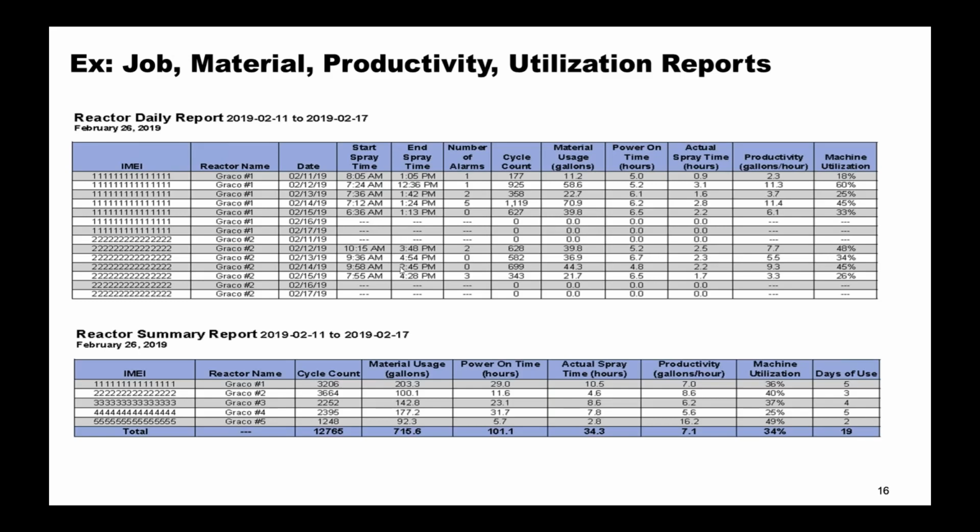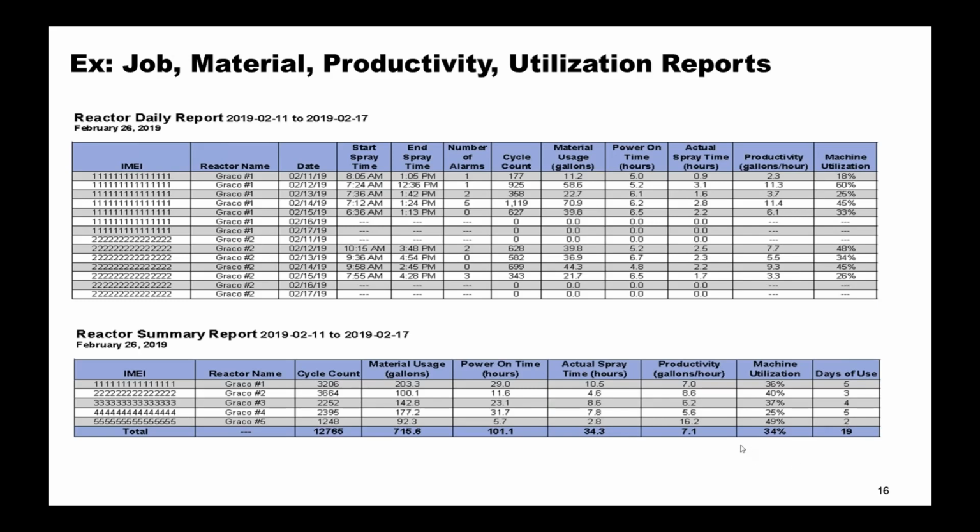So you can see it by day, or you can run it for the same time period and it'll summarize all that spray data for the whole time period down to one line item per reactor. So for the week, reactor number 1 sprayed 203 gallons, was on for 29 hours, and sprayed for 10 hours. Here's your machine utilization and productivity. It was actually used 5 days over that time period. Machine number 5 sprayed 92 gallons. It was only used 2 days over that time period.